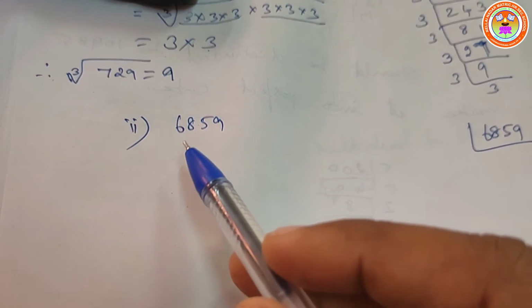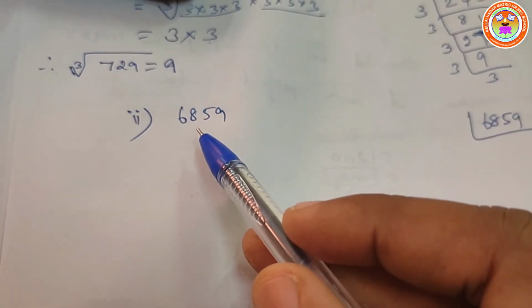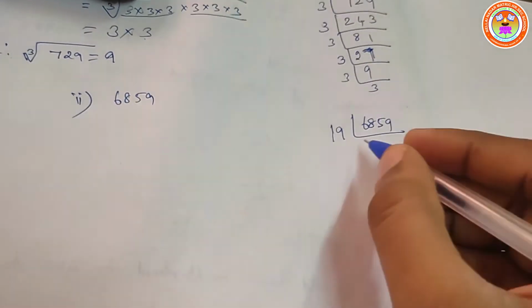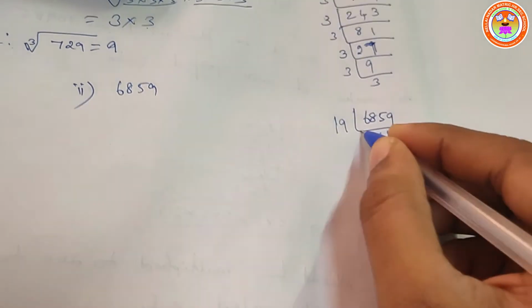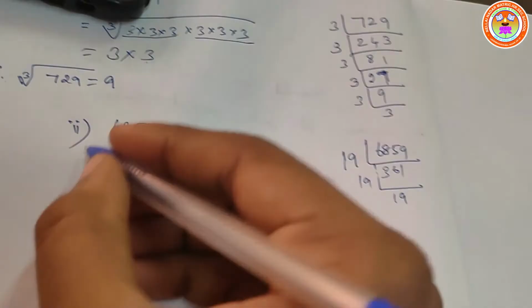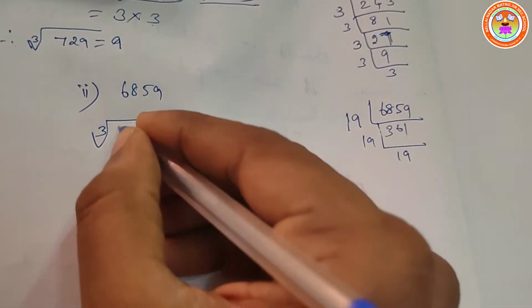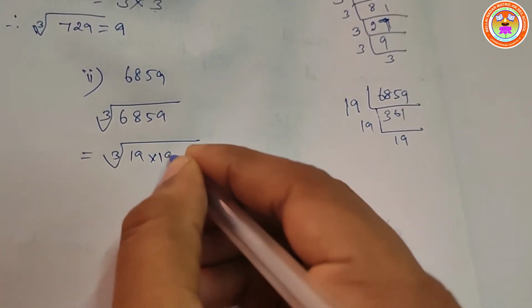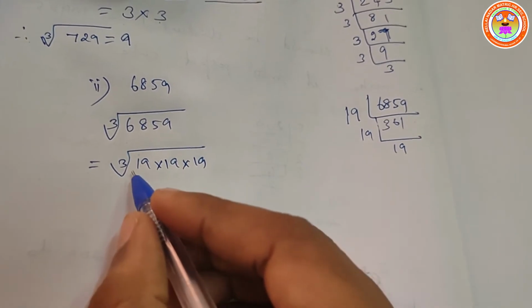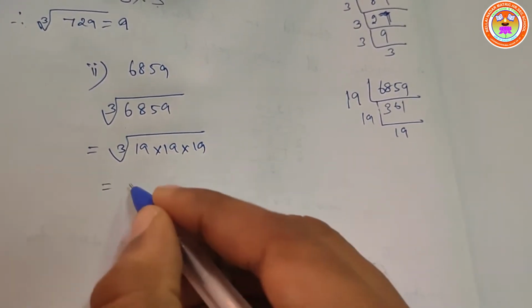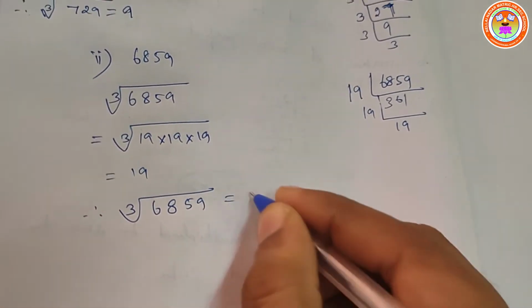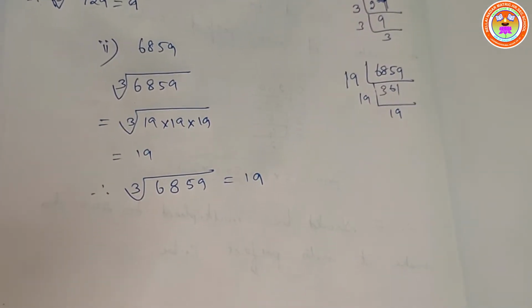So, the second subdivision is 6859. 6859 divided by 19, since it is a prime number, you have to take 19 only. 19 times you will get 361. Again you will go for 19. So, the cube root of 6859 is equal to the cube root of 19 into 19 into 19. Here 3 numbers are there. For 3 numbers, 19 into 19 into 19, you take 19 outside. Therefore, the cube root of 6859 is equal to 19. Second subdivision is over. Now we will go for the next sum.